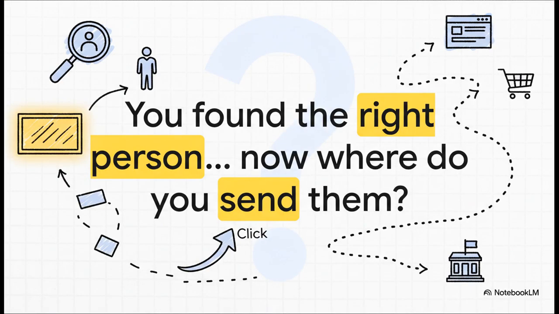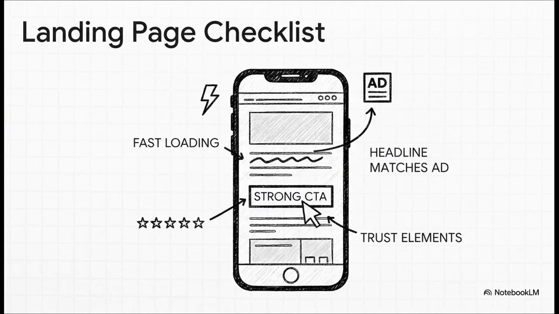So you've done all this work. You've targeted the perfect person with the perfect ad. They see it, and they click. But the journey is not over, not even close. So the big question is, where do they land? They land on your landing page. And that experience? It has to be flawless. It needs to load fast, especially on a phone. The headline has to match the ad they just clicked on. It needs a big, obvious call to action button, and it needs trust elements like reviews or testimonials to seal the deal. Remember this, a bad landing page will kill a great ad campaign every single time.